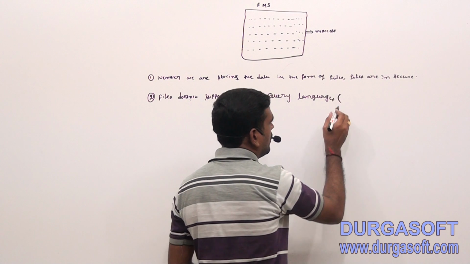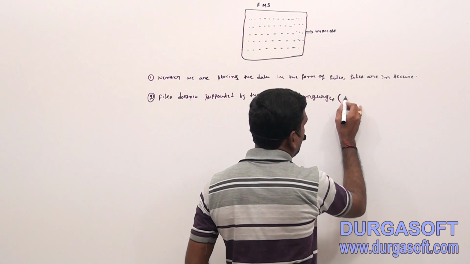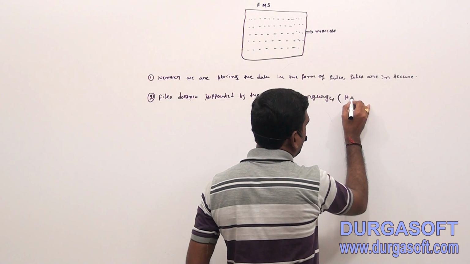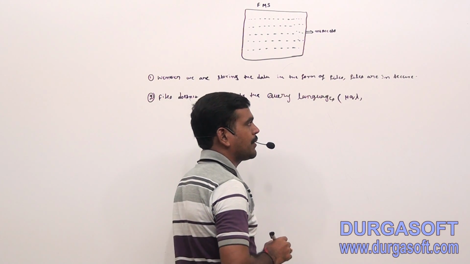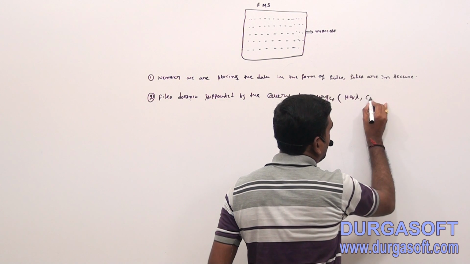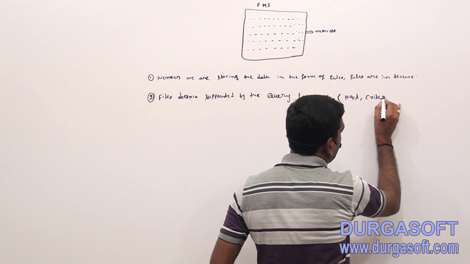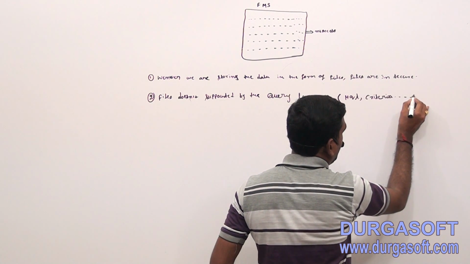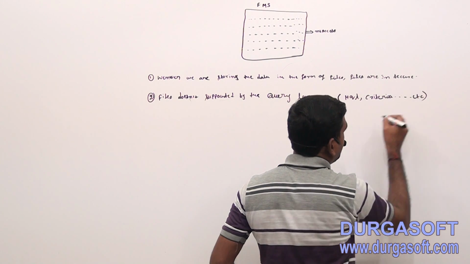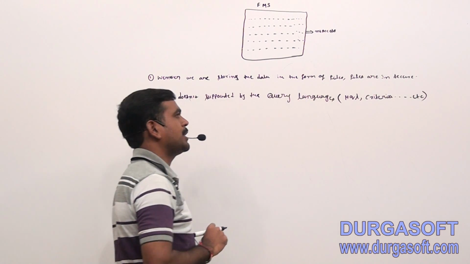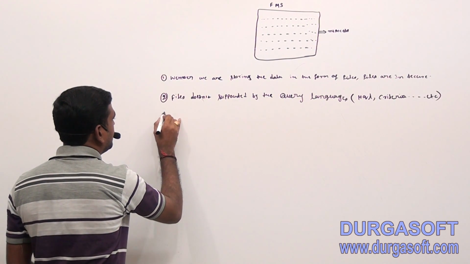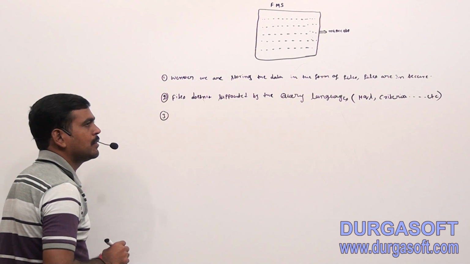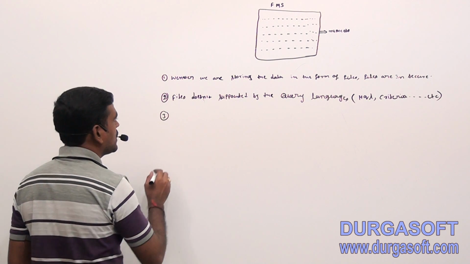For example, HQL is one of the query languages, Hibernate Query Language, and Criteria. Such types of query languages are not supported by the file management system or files. Third problem: files are very slow in performance.